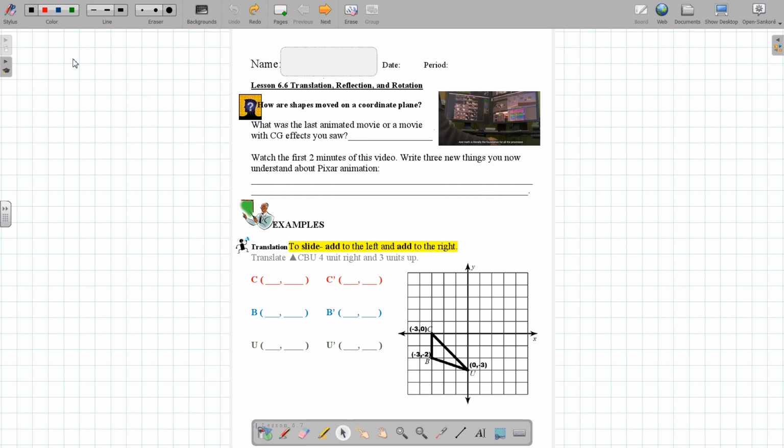Students, this is lesson 6.6, the in-class lesson. On my website is linked a short Pixar video. You want to watch that. It's only about 2 to 3 minutes long, and then make a comment. What 3 new things do you understand about Pixar animation? If you need to, pause this video, check that one out, and come back.